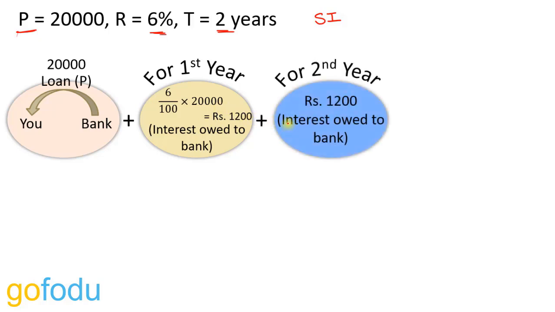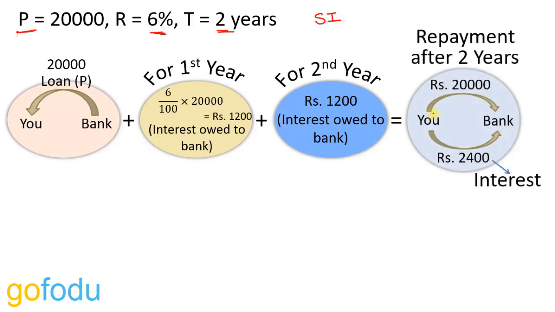And at the end of the second year, you return 20,000 plus the interest 1200 plus 1200, that is 2400. You return this money to the bank after 2 years. And this total repayment that you make is called the amount. Amount is basically principal plus the interest for the years that you have borrowed the money for.